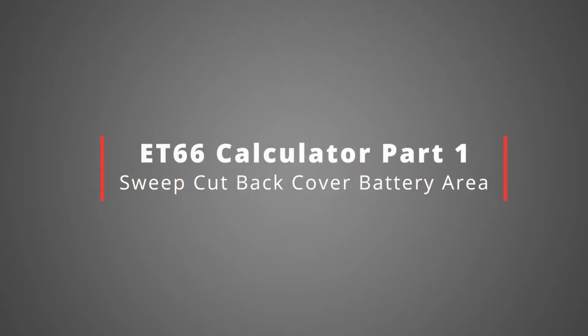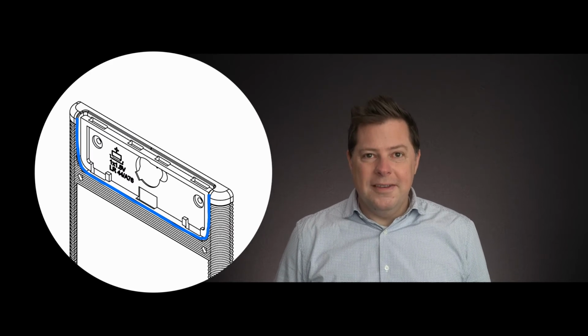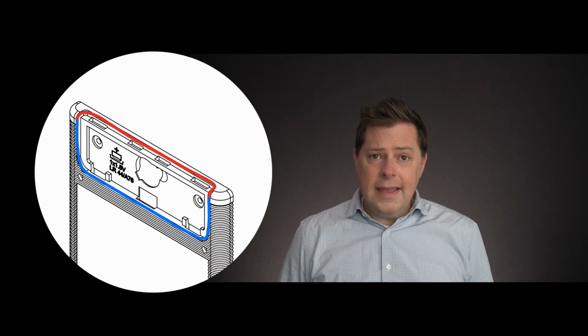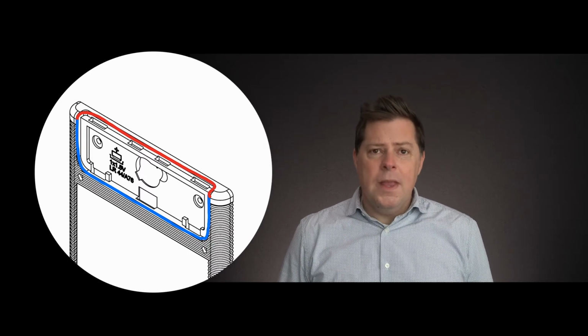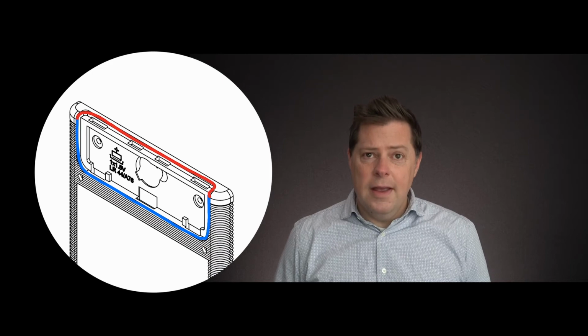In this video, I'm going to show you how to make a sweep cut on a compound curve. Let's do it. Now by compound curve, what I mean is a curve that does not exist on a single plane, but exists on multiple planes. Now for this particular sweep cut that we're going to do on the ET66 back cover battery door area, it's best if we just create the compound curve from the existing geometry on the part. Here we go.